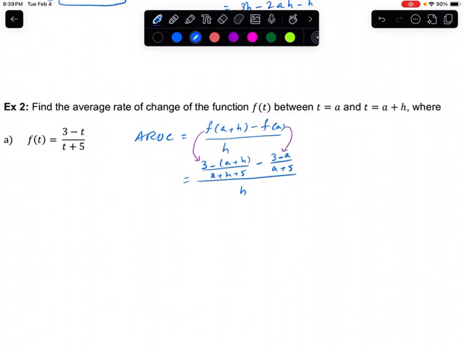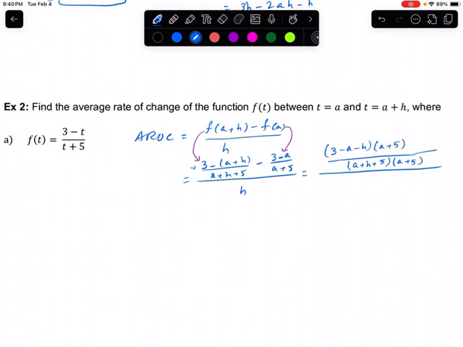So now we will do the common denominator on the top. What is the common denominator? It is going to be a plus h plus 5 times a plus 5. And what could we get in the numerator? This quantity in the top here will become 3 minus a minus h, and it will get multiplied with a plus 5.